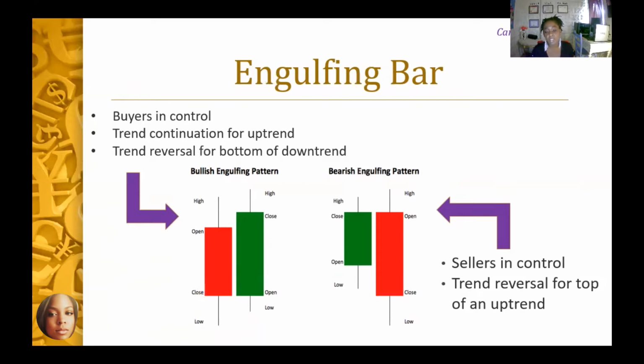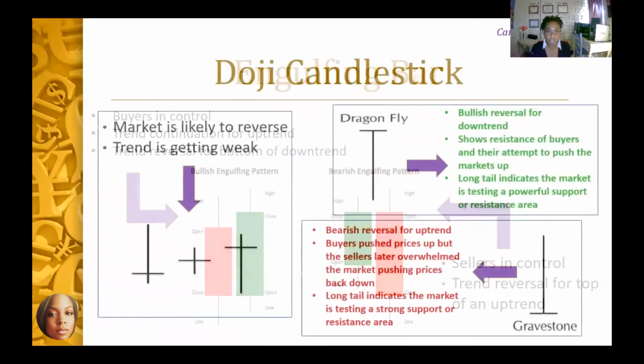The same is true, or the opposite is true for the bearish engulfing pattern. It's telling us that the sellers are in control. It's a trend reversal for the top of an uptrend. If you see it at the top of an uptrend, it's giving us a signal that, hey, the trend is about to reverse and sell. Or if you see it during a downtrend where the market is selling, it's just giving you a continuation signal.